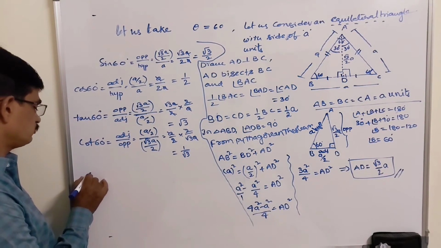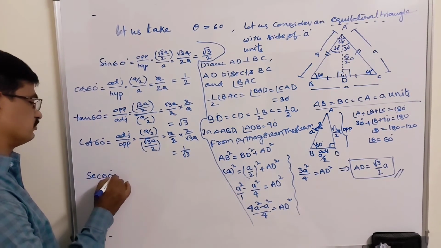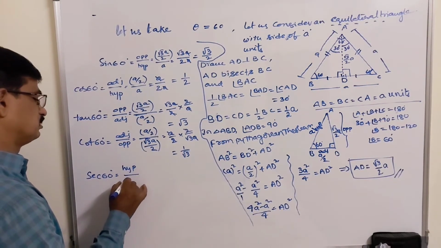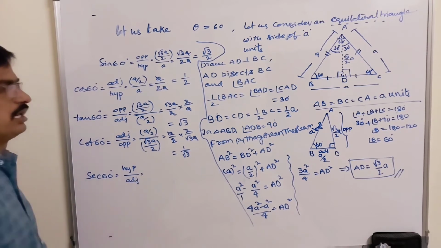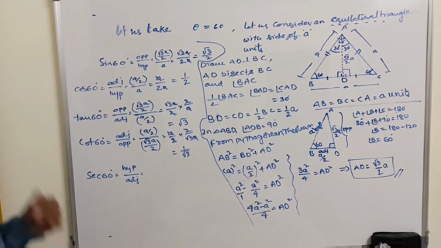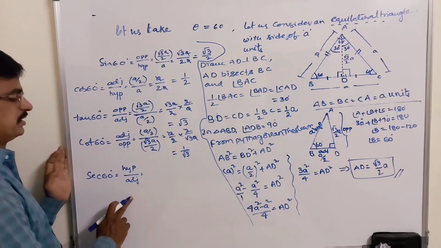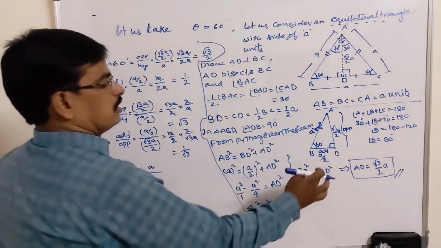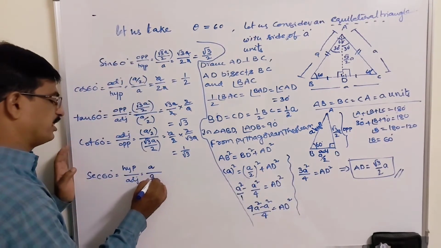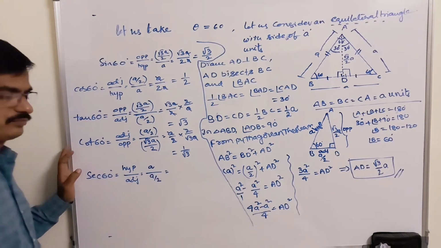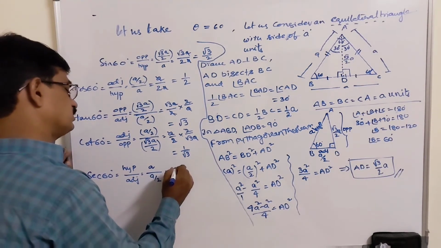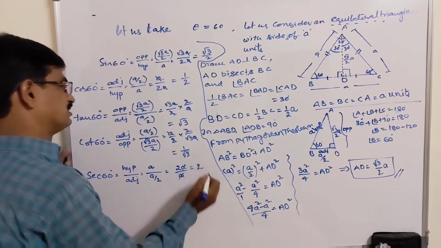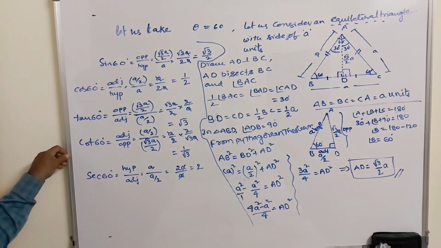Next. Secant 60. Hypotenuse divided by adjacent side. So here hypotenuse is small a. Adjacent side is here a by 2. That is 2a by a, a cancels out. Then secant 60 is equal to 2.